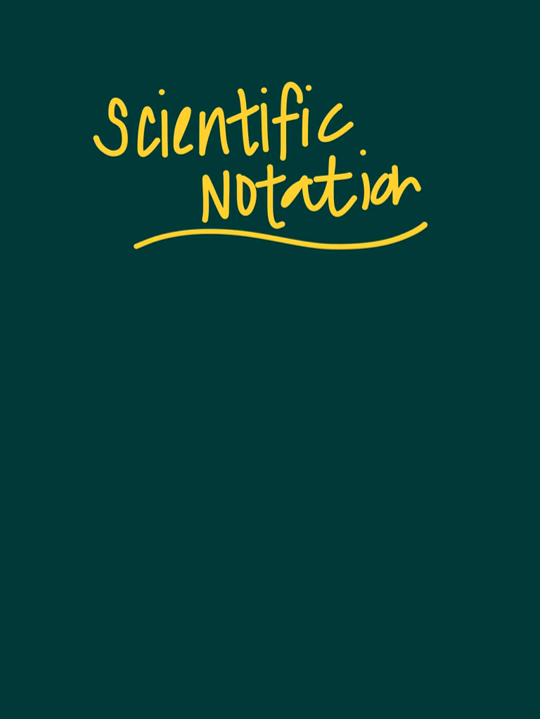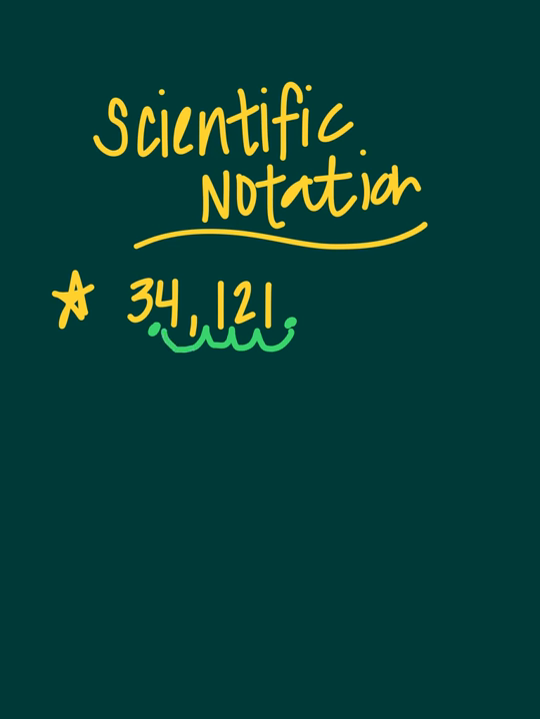Alright, scientific notation. Let's say you had the number 34,121. So your decimal originally is right here. What you want to do is move that decimal somewhere to give you a number that's somewhere between 1 and 10. So I'm going to move it right here between the 3 and the 4. So that would be 1, 2, 3, 4 swoops. So we would say 3.4121 times 10 to the power of 4.